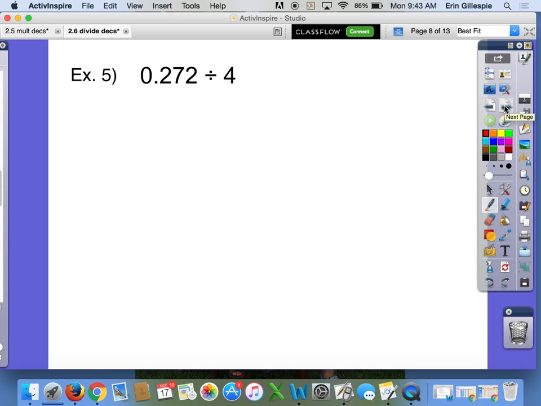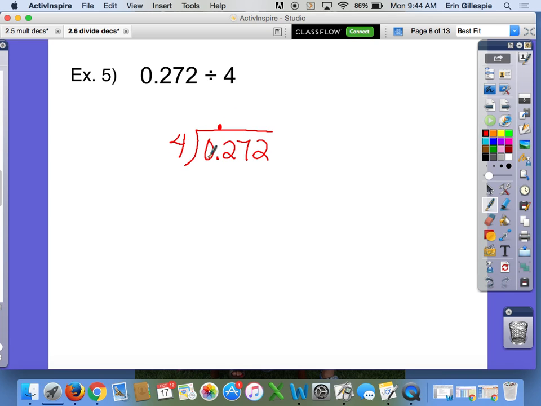All right, 272 thousandths divided by 4. Let's set that up in long division. This is my divisor, so 4 goes out in front. 272 thousandths is my dividend, so that goes underneath. The divisor is already a whole number, so I don't need to worry about moving a decimal out here, which means the decimal does not move in here. I just need to move it up in my quotient.